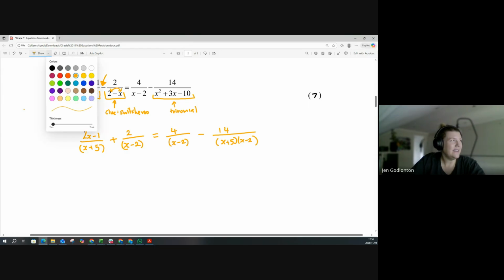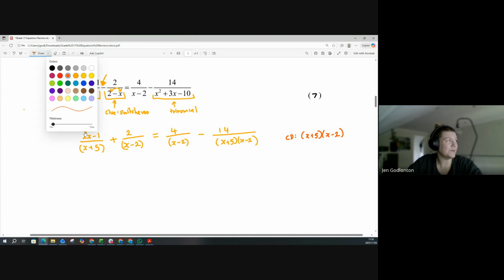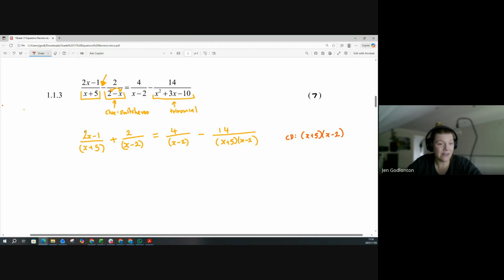And now it's not nearly as scary because now I can see, oh, my common denominator is x plus 5, x minus 2. So you'll be able to see where you are going right or wrong from there. And at this point, you would have gotten 1 mark for doing the correct switcheroo and 1 mark for doing the correct trinomial down there. So you'd be sitting on 2 marks just for getting to that point there. I'll give you a bit more time to try and finish this one off.